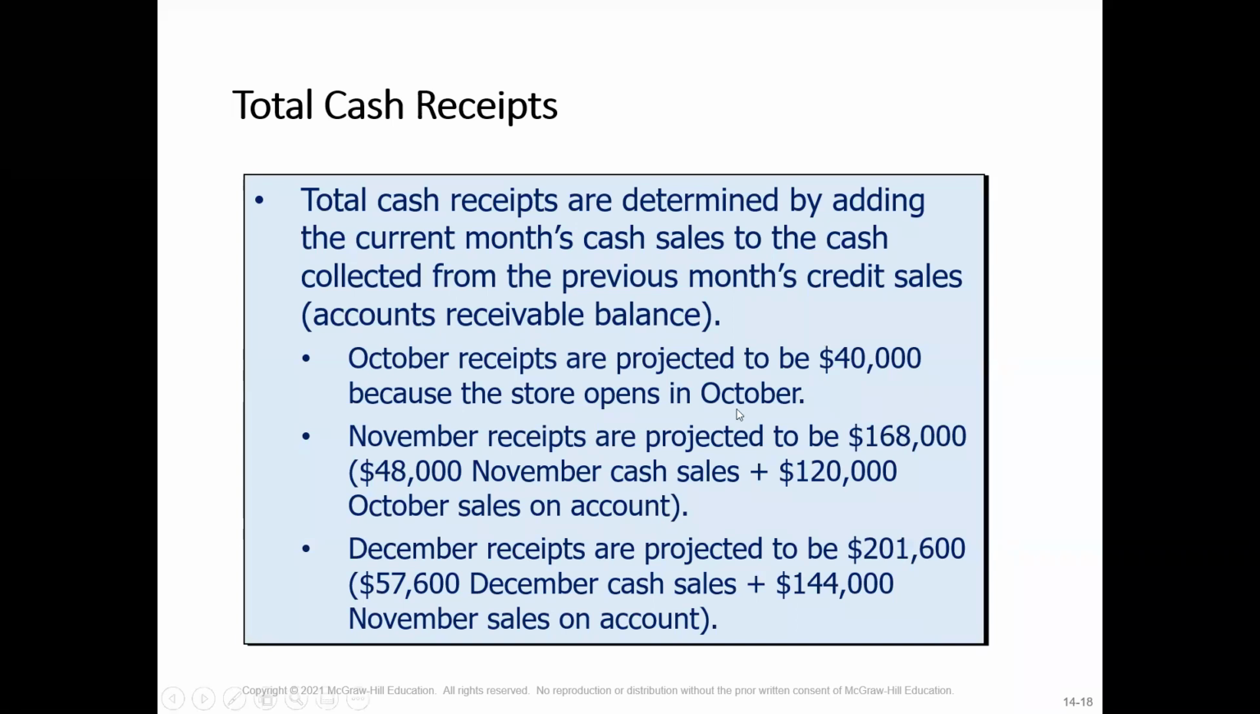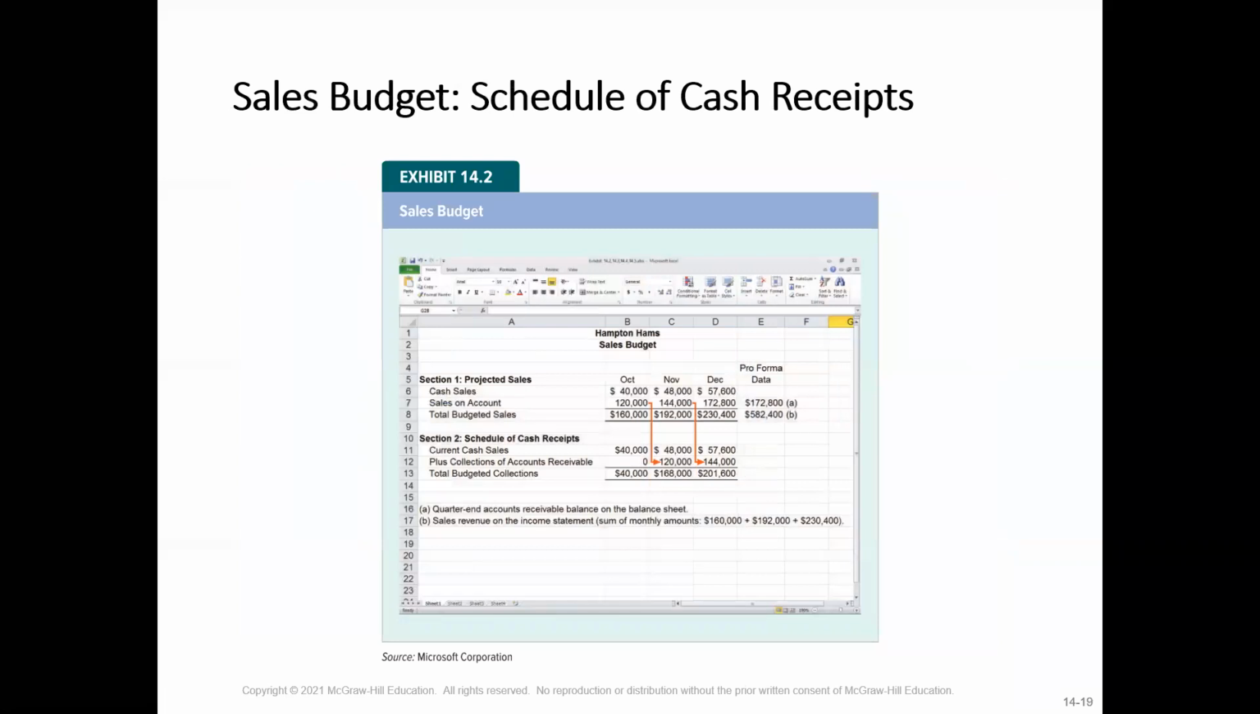So total cash receipts, we will determine by adding that current month's cash sales to the cash collected from the prior month's credit sales. And this all goes back to that Excel spreadsheet right here.